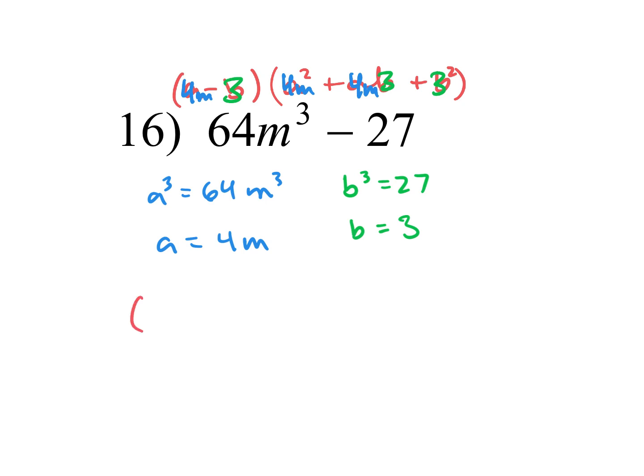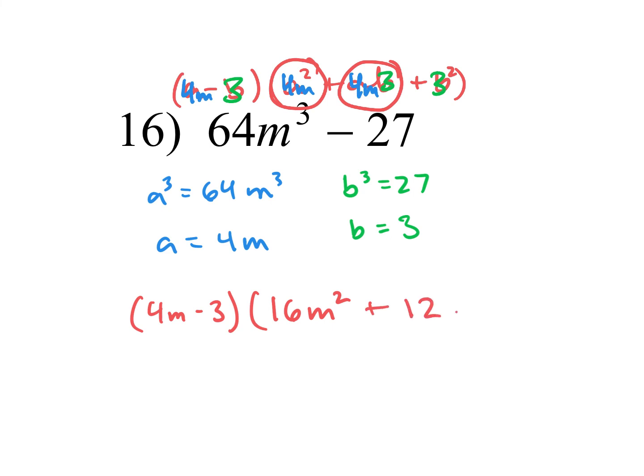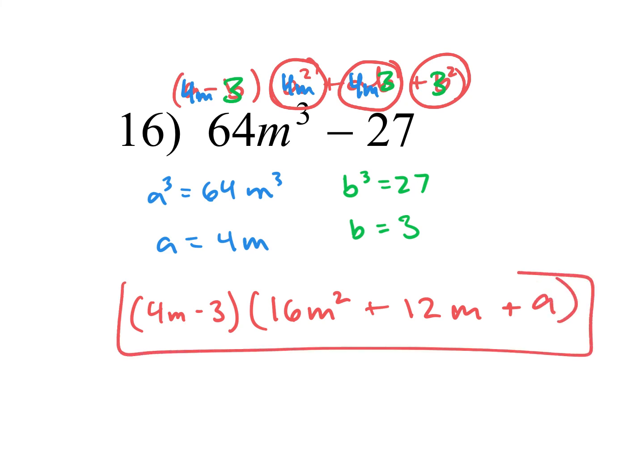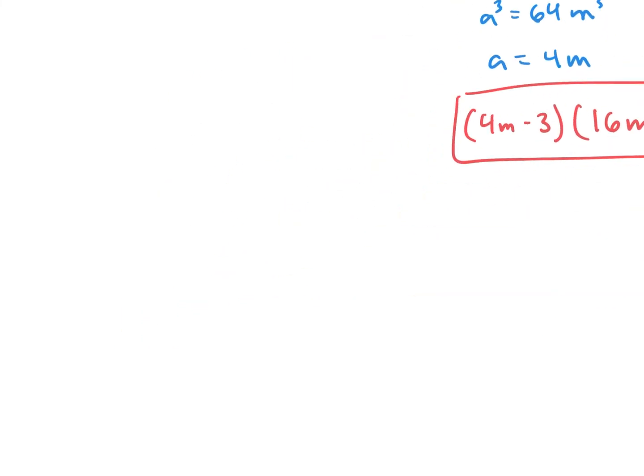So then how would I write my answer? 4m minus 3. What is 4m squared? 16m squared. What is 4m times 3? 12m. And then 3 squared? Plus 9. Perfect. Yes. All right, let's do one more of those.